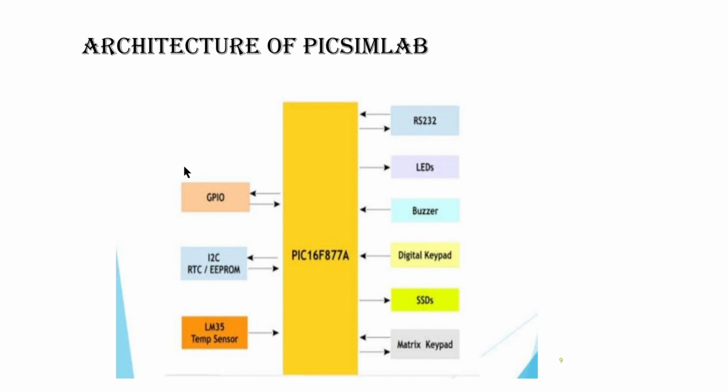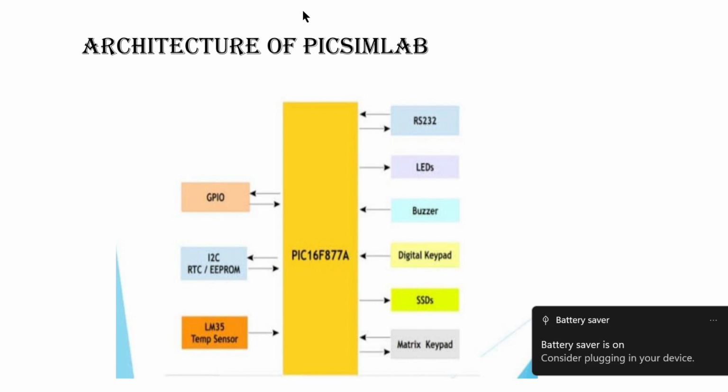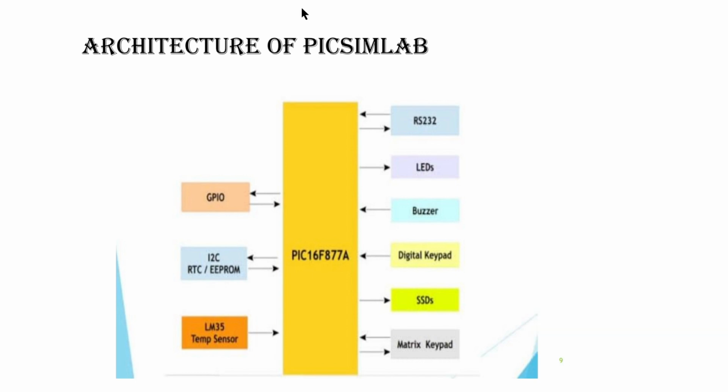LEDs and buzzers are used for output to display in the system. Digital keypad is used for giving input to the microcontroller. SSDs are used for faster communication and to improve the performance of the system. Now the LM35 temperature sensor is used to sense the temperature of the microwave oven system and detect the temperature of the system as it rises or decreases.